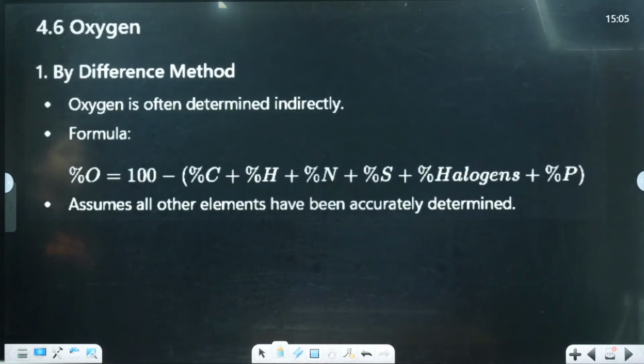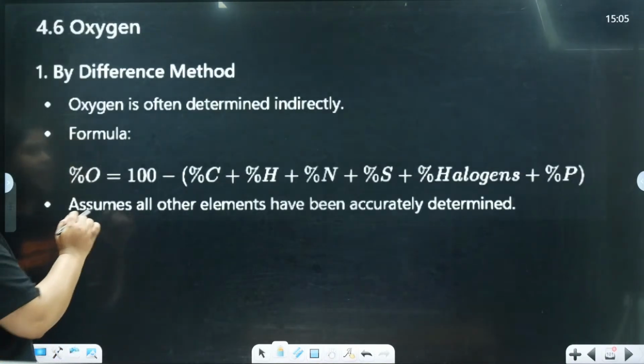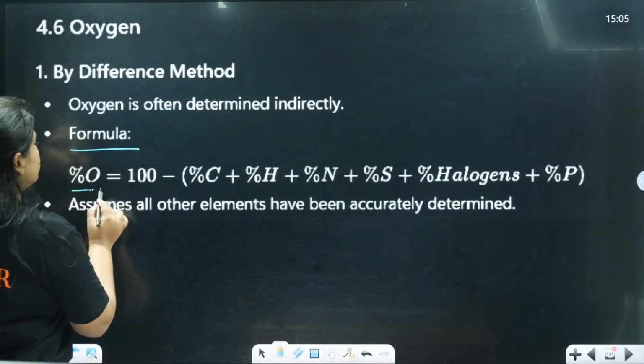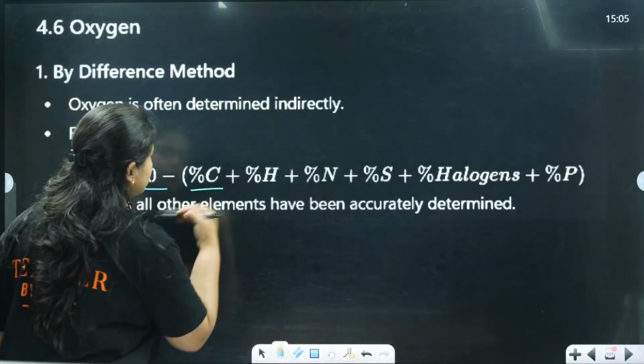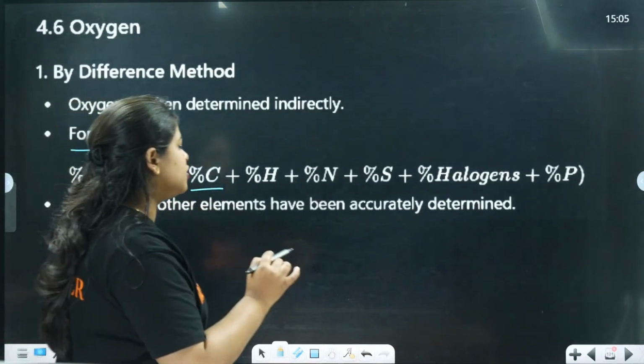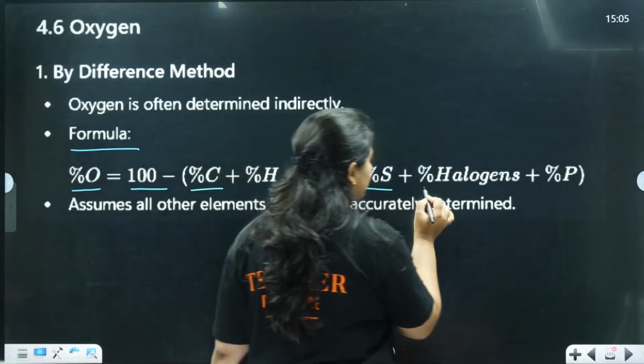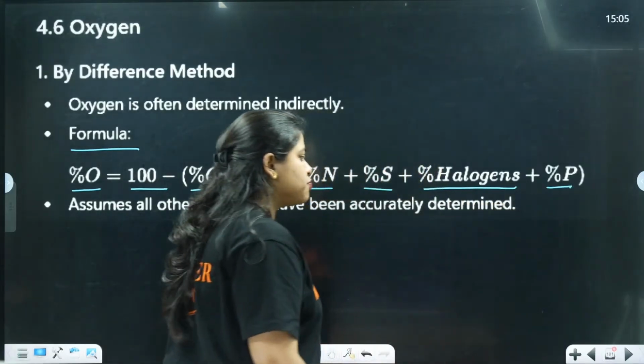Oxygen, by the difference method. Oxygen is often determined indirectly, and the formula is going to be percentage of oxygen equals 100 minus the percentage of C plus H plus N, S, halogen, plus percentage of phosphorus.